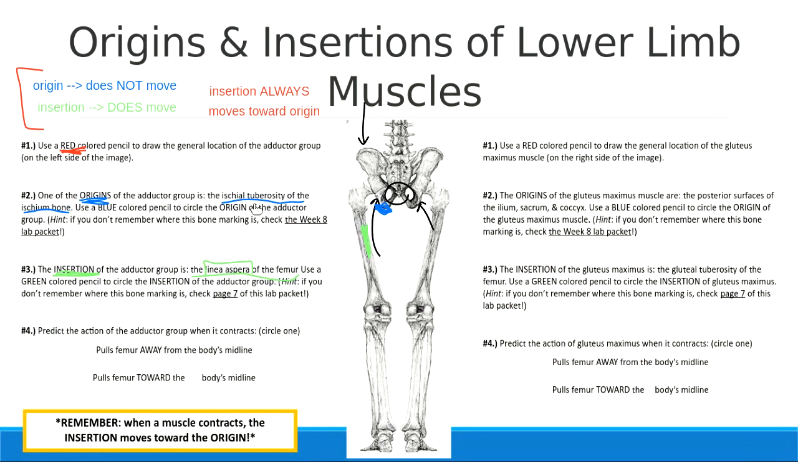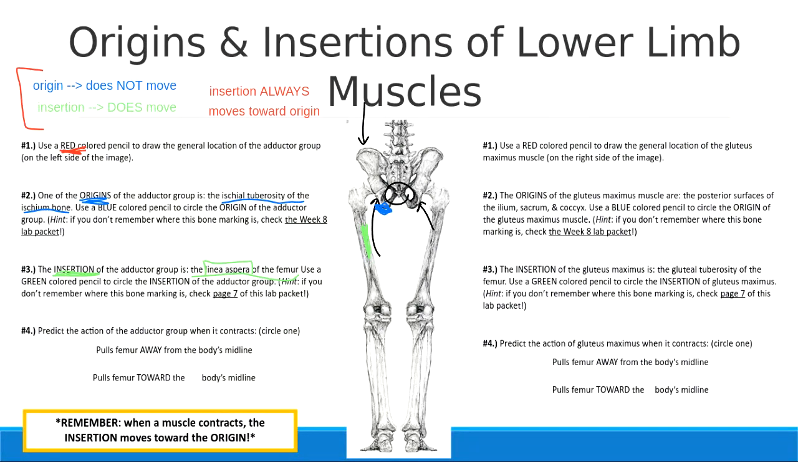The origin of my muscle I've highlighted in blue, the ischial tuberosity. Remember, a tuberosity is a bump. So I have marked the origin. I have marked the insertion of my muscle. Now what I'd say to do is to go back and connect the dots. So I'm going to switch colors one last time, and I'm going to attach my origin to my insertion.